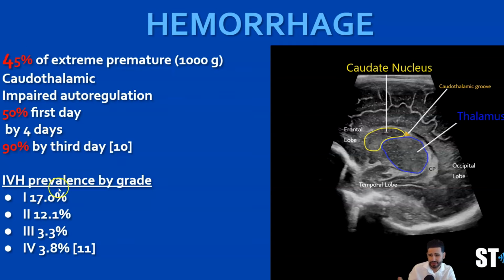So the prevalence of intraventricular hemorrhage by grade is grade 1, 17%, grade 2, 12%, grade 3, 3%, and grade 4, 3.8%. Now, obviously, the lower the grade, the better it is for the baby, and the more common it is. So this prevalence is of all bleeds.